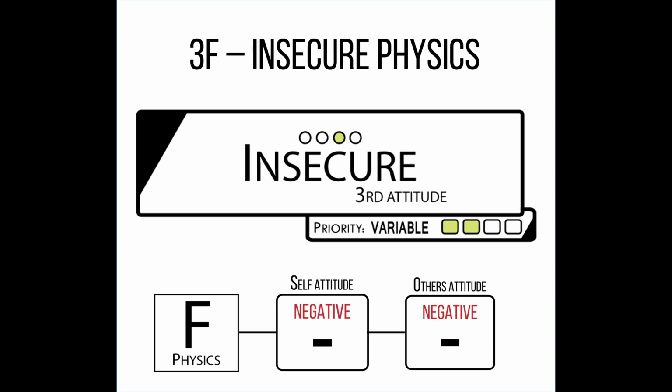Now the third is physics for VLFE, and we call that the insecure attitude. It's negative and negative. Now, you would think, well, why isn't this the fourth? It's double negative. It should be the least important. Well, the reason that that's not true is because it matches between the self and others.